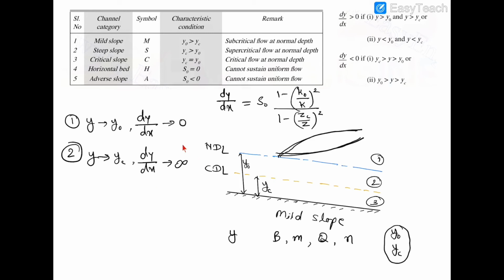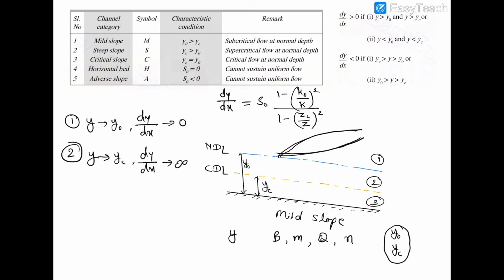Infinite means the water surface profile will have infinite slope. Is it possible? It is not possible in the flow. The maximum slope the water surface can attain is 90 degrees. If it is more than 90 degrees, it means the water surface is taking a U-turn. That is not possible practically. But remember, while deriving the differential equation of gradually varied flow, we assumed that the high curvature of the water surface we ignored.